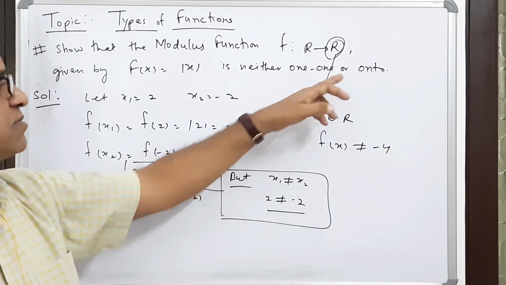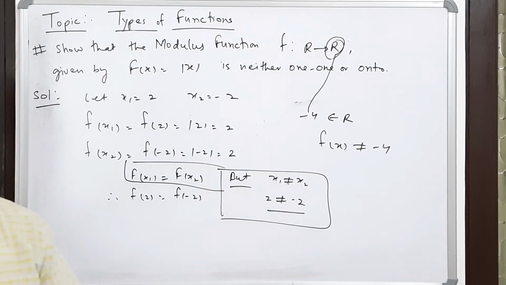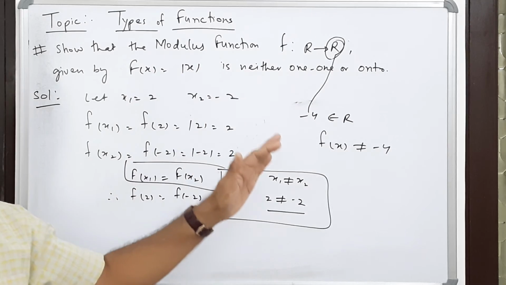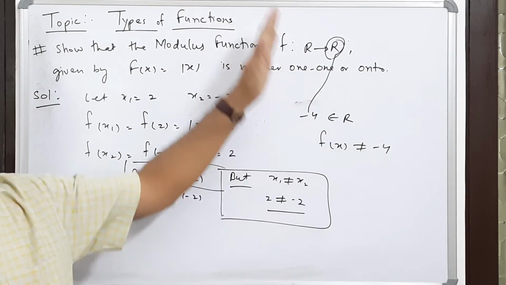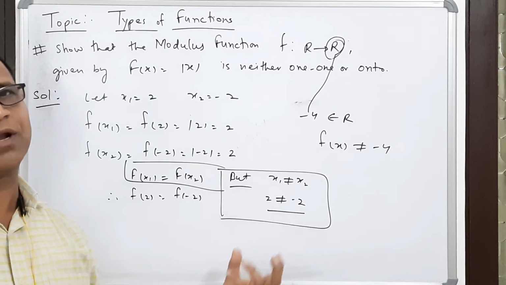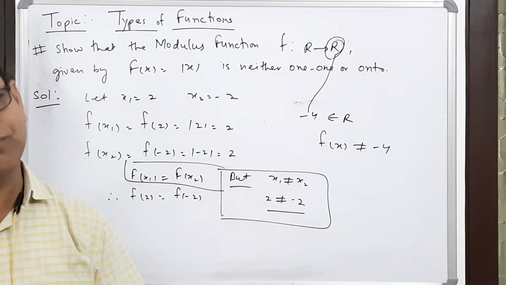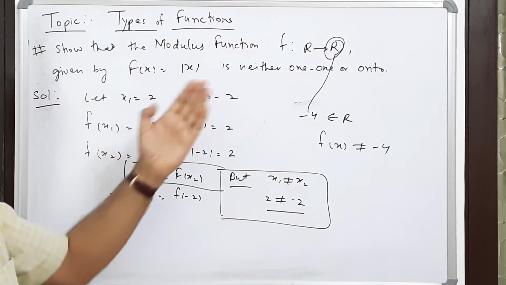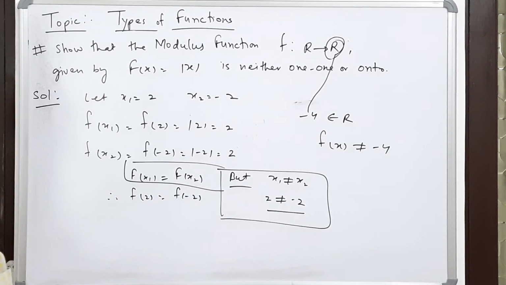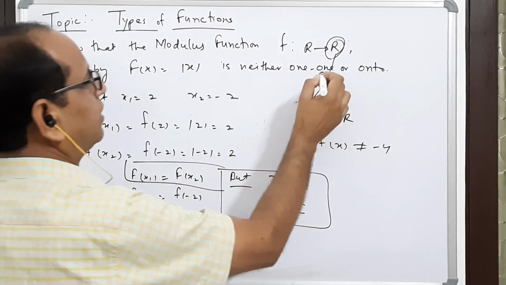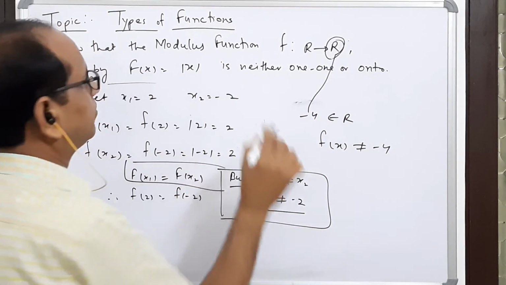So in that case we say that it is not onto, because I already told you that 1-1 means different elements have different images, and onto means every element of the second set has some pre-image in the first set. So we can say that the modulus function is also neither 1-1 nor onto. Clear? Thank you.